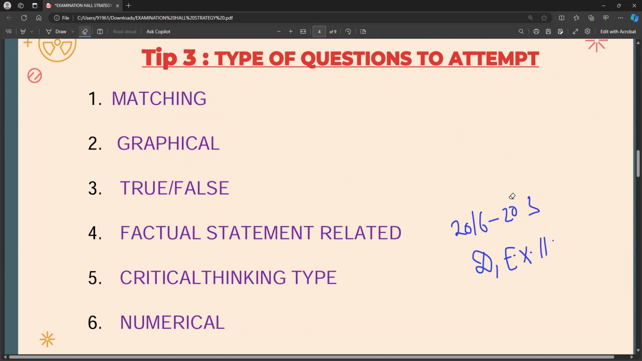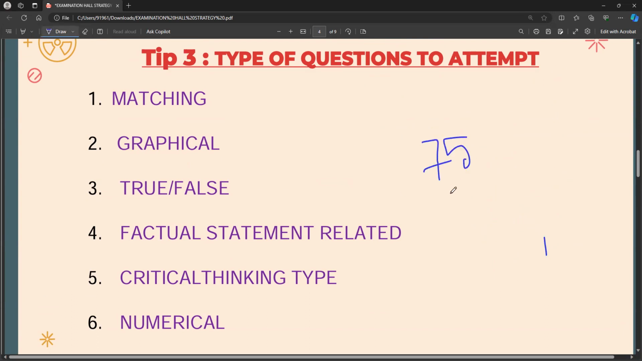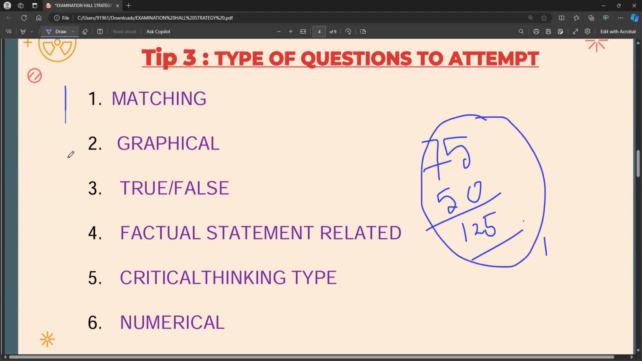What kind of questions are coming in our exam? In Part B we have 50 questions and in Part C we have 75 questions. So there are 125 questions in Part B and Part C, which is our core paper. In this core paper, all these 125 questions are coming from only these 6 ways. There is no 7th way of asking the question, except a 7th way which we have observed in only the last 2 to 3 question papers. That is filling in the blanks.